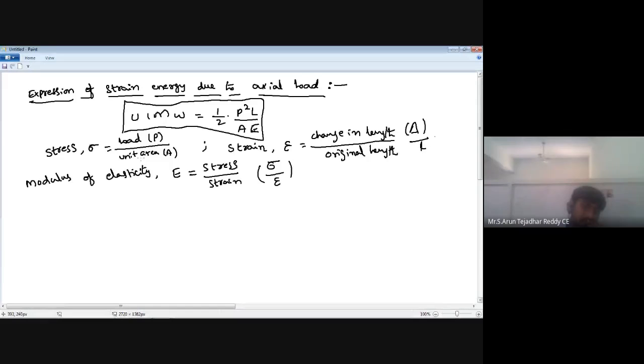Already you have studied this in your strength of materials 1. Here I am just reminding you what the formulas are for stress, strain, and modulus of elasticity. Just reminding you, that's it. Write in your notebooks. These are the basic formulas. Next, now start the derivation of expression of strain energy due to axial load.